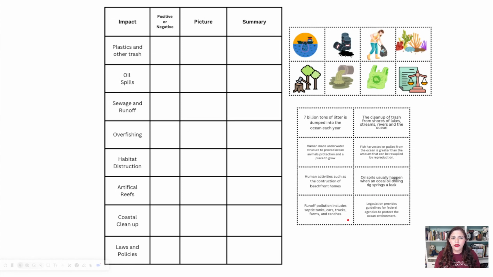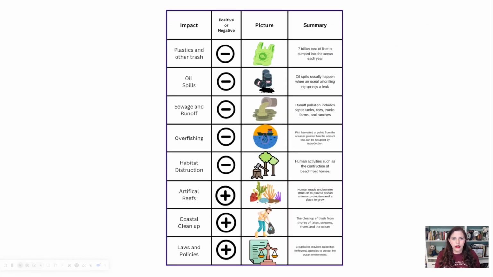Here, you're going to cut out the pictures and cut out the summaries and determine if it is a positive or a negative effect on the ocean. So this is basically how people affect the ocean. Here are your answers. So we affect the ocean through plastics and other trash, littering and things. That's a negative effect. Technically pollution, right?